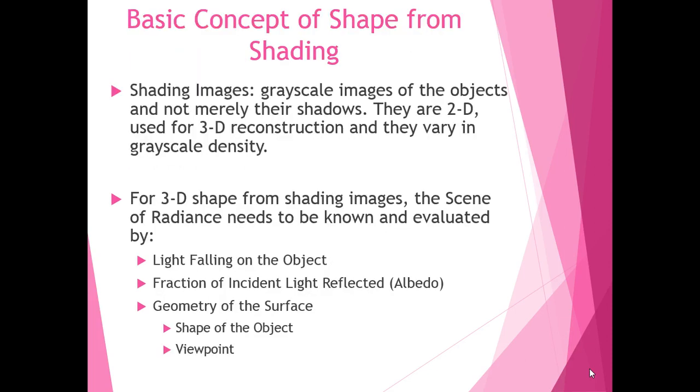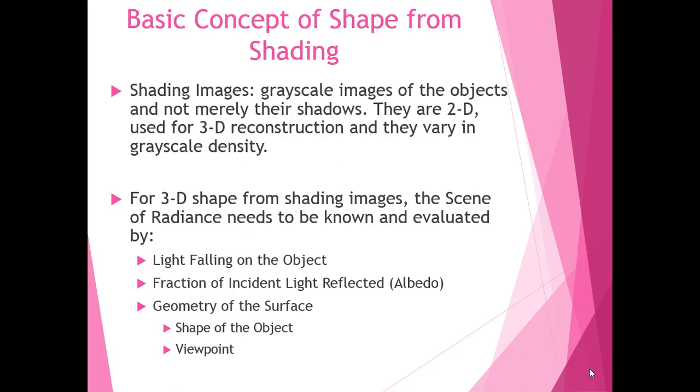To start the project, let us begin with the concept of shape from shading. The first thing we need to study is that of the shading images. Shading images are not merely the shadows of the objects, but they are the grayscale images of the objects. They are the images that vary in grayscale in density. These images are two-dimensional in nature and they are used for the reconstruction of the three-dimensional shape of the object.